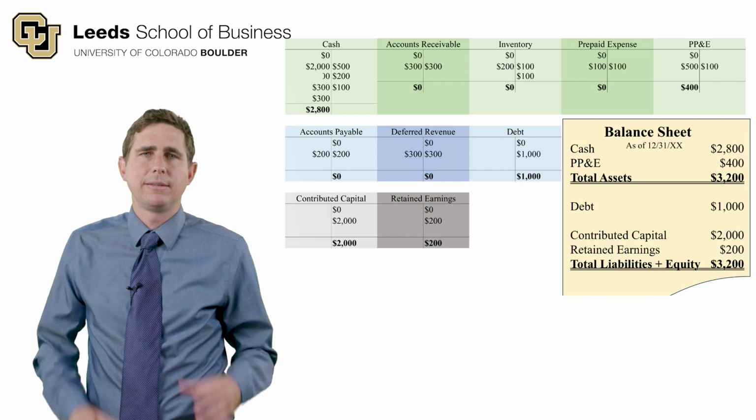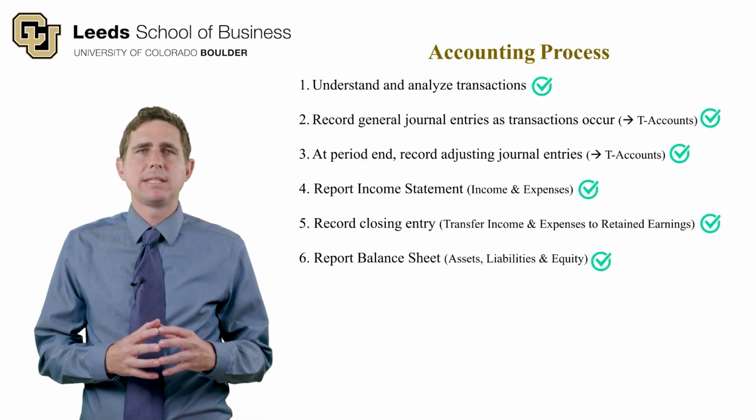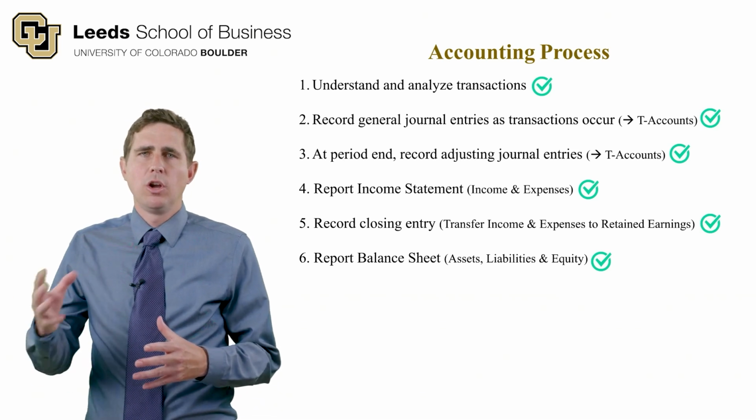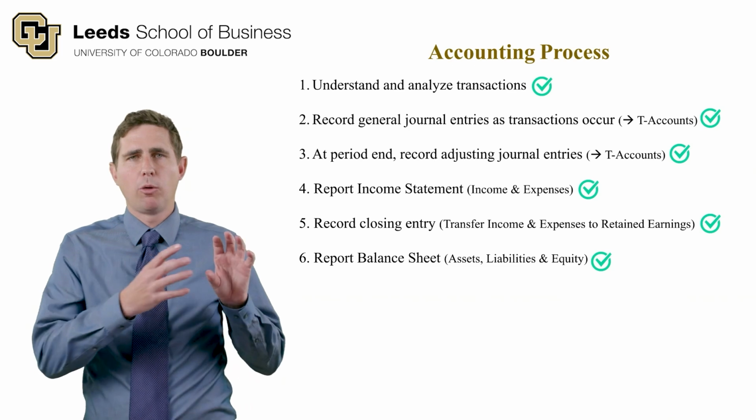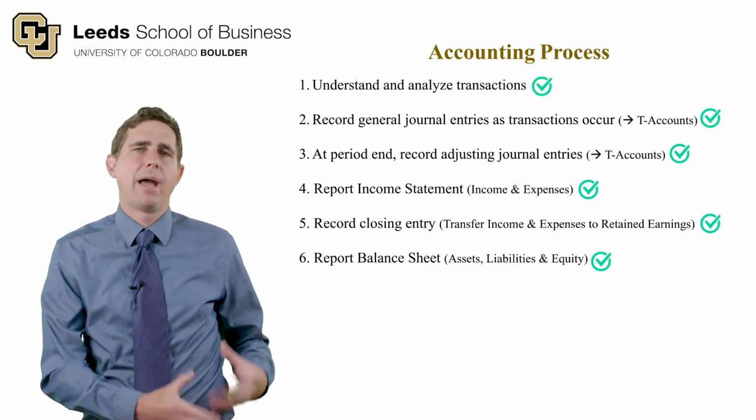Now we've gone through the entire accounting process. We've understood and analyzed transactions. We've recorded general journal entries as the transactions occurred. We've recorded adjusting journal entries. We've posted all those to T accounts. We reported our income statement. We did our closing entry. We reported our balance sheet.